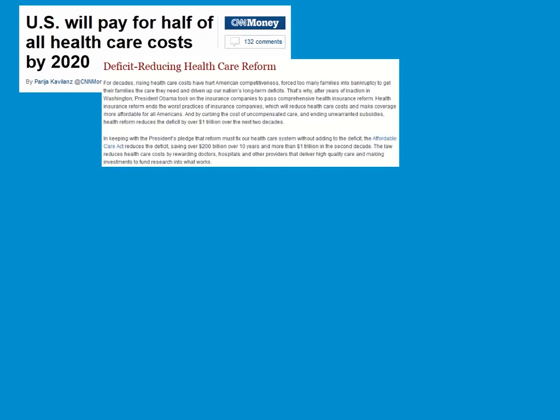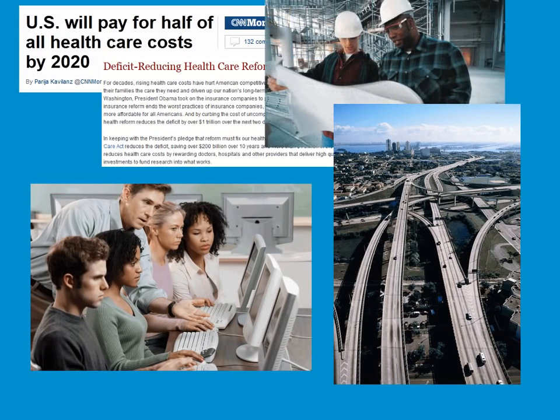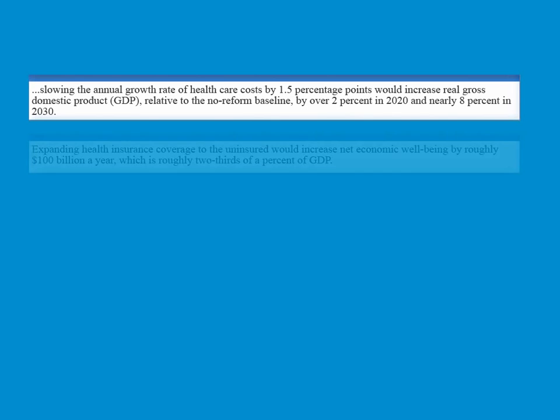As 47% of national health care is currently paid by the government, any reduction in cost growth as a percentage of the GDP frees up funding for other public needs or reduces the deficit. According to the Council of Economic Advisors to the President, slowing the annual growth rate of health care costs by 1.5% would increase the GDP over a no-reform baseline by 2% by 2020 and nearly 8% by 2030.